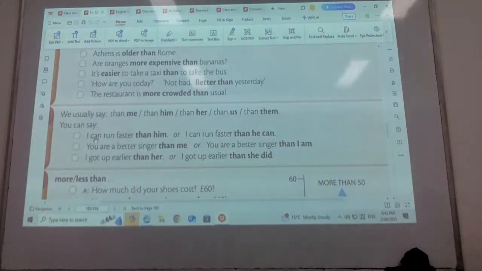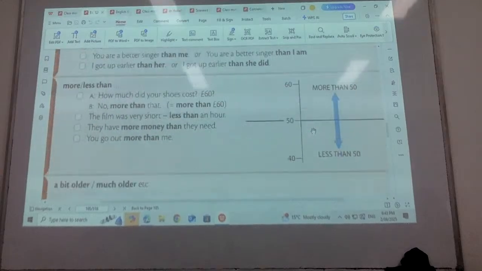And also you can use with the actions. And here you have your more or less. So when you go, oh, I'm so sorry, I don't speak English.